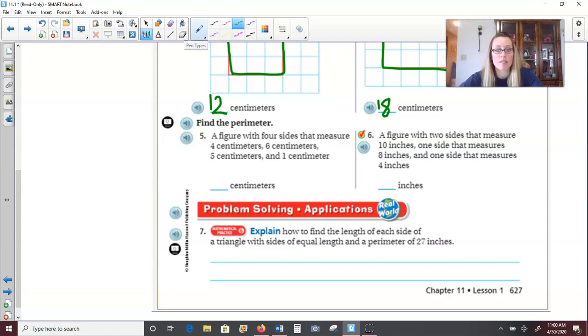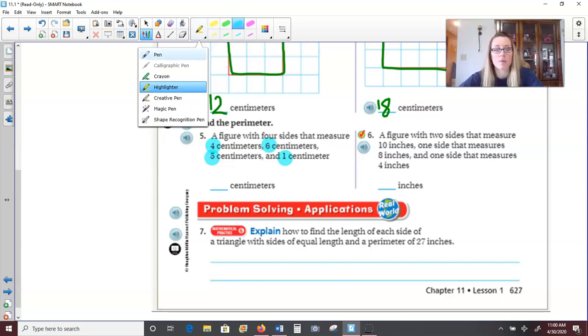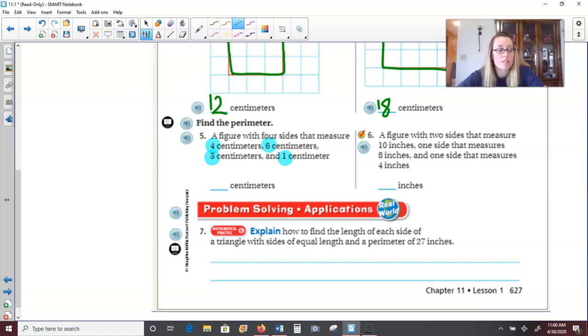It tells us that a figure with 4 sides measures 4 centimeters, 6 centimeters, 5 centimeters, and 1 centimeter. What is the perimeter? So we just need to add all those numbers up. We know we're only adding those 4 numbers because the shape has 4 sides. So I know 4 plus 6 is 10, plus 5 more is 15, plus 1 equals 16.